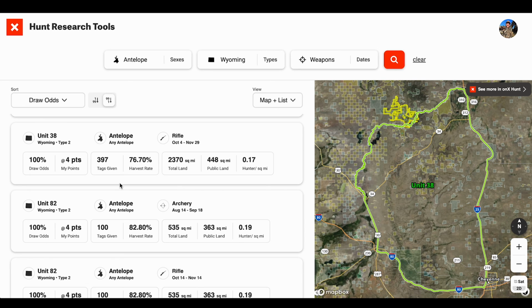And that's the data that is currently on our results page. The next step would be to then jump into selecting some of these units and looking at the map to further refine your information.